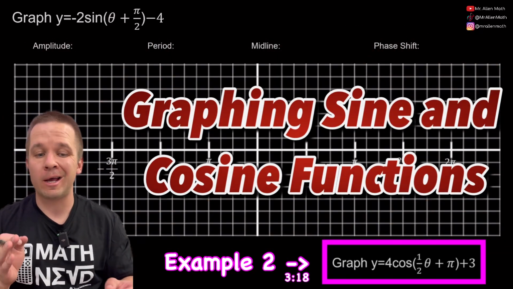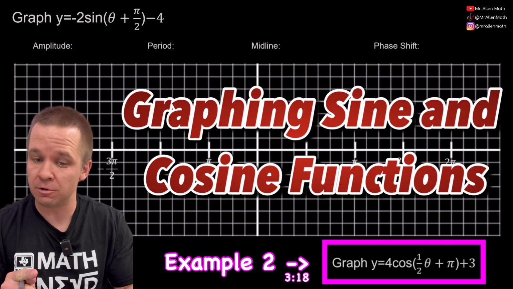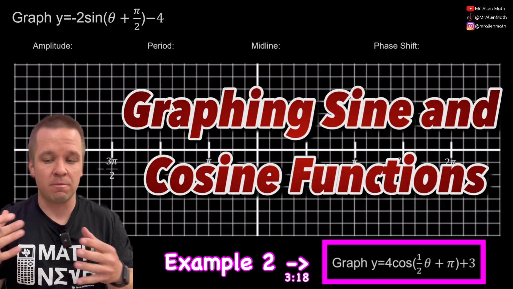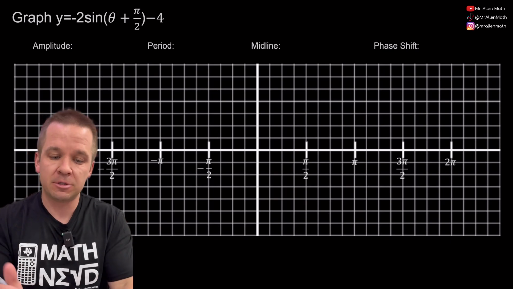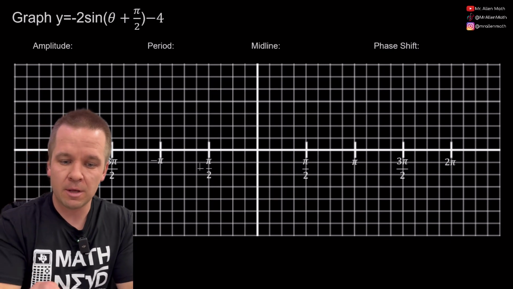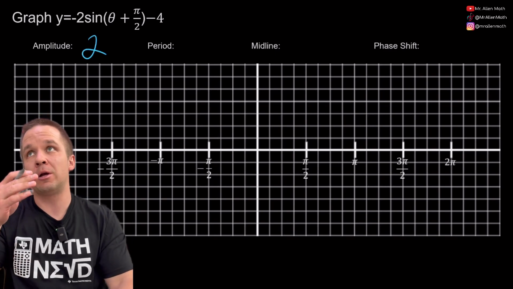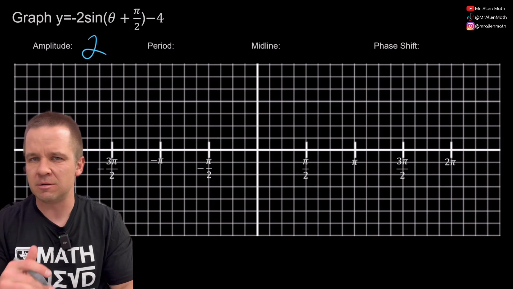For this one, we've got y equals -2 times the sine of (theta plus pi over 2) minus 4. The first thing I like to do is jot down my amplitude, period, midline, and phase shift, if there is one, and then I'll plot my midline. My amplitude here is 2. Even though there's a negative there, that's just a reflection, essentially. It's going to start by going down from the midline since it's a sine function. So the negative is its own separate thing.